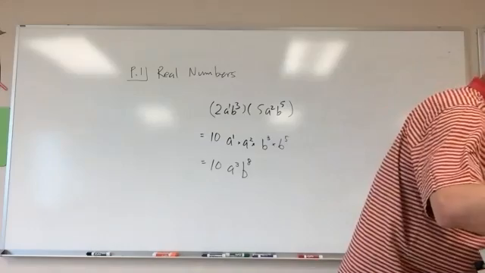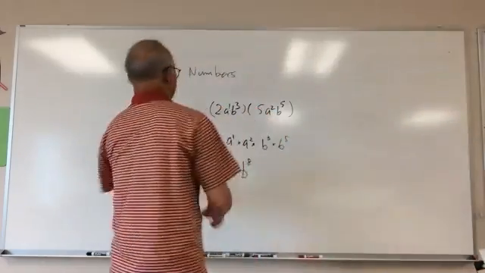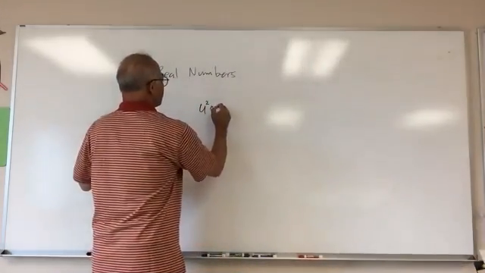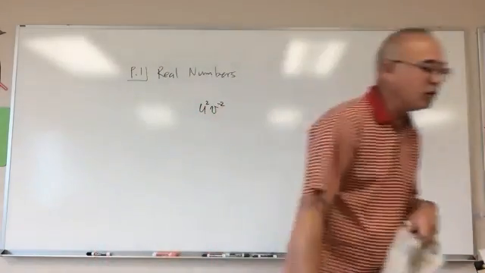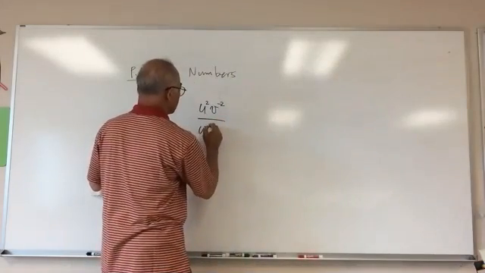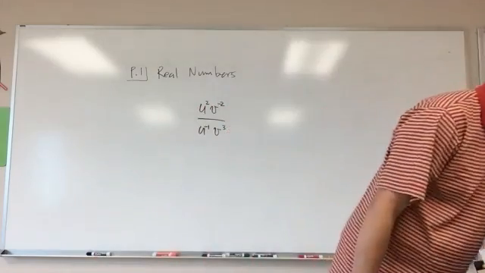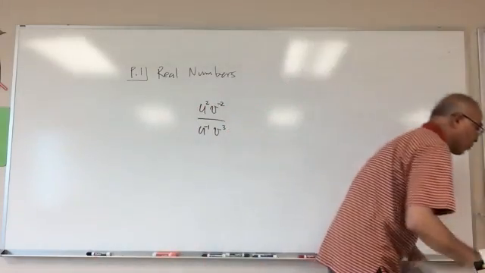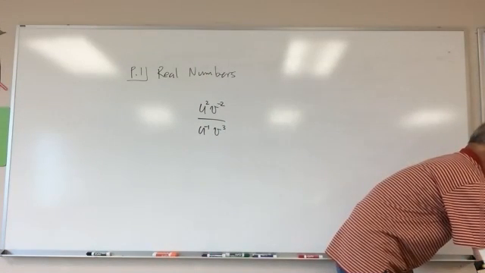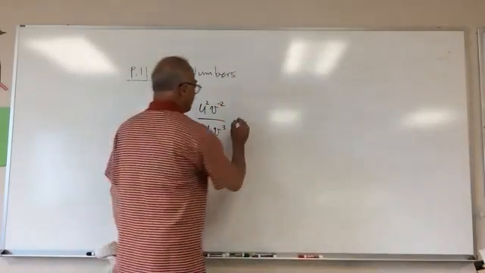Let's do the second one, B. We have UV squared, V to negative 2, then I have U to the minus 1, V to the third, correct? Okay, so let's see, who should I pick on? Eason, how am I going to do this?